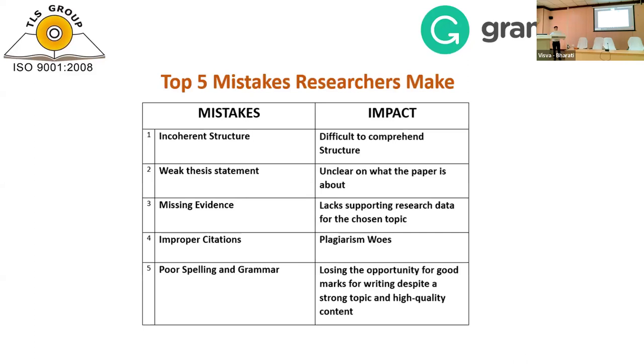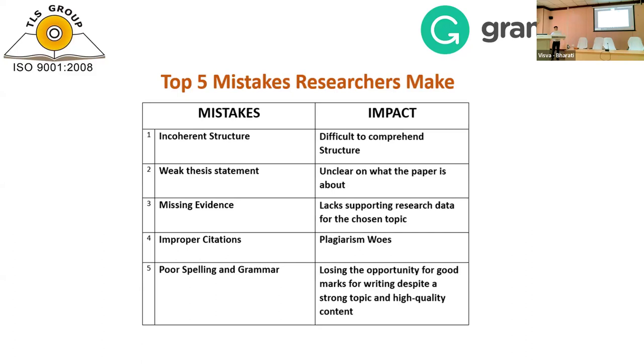And I can see online, as we are in hybrid mode, there are 22 participants. Maybe there might be faculty or even research scholars, there might be new PhD scholars. So a small input from my end, I would want to share with young researchers the top 5 mistakes researchers usually make, and you can see the impact.